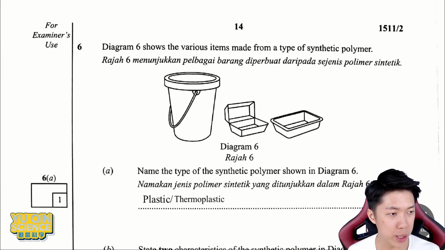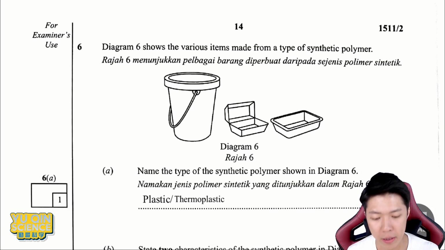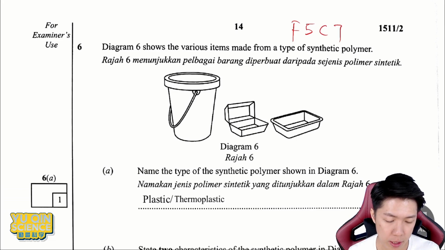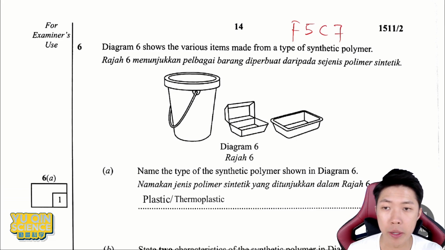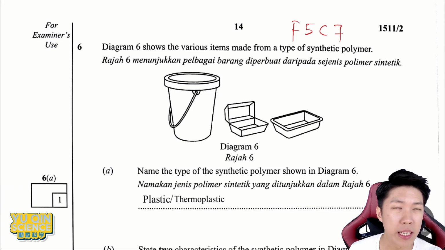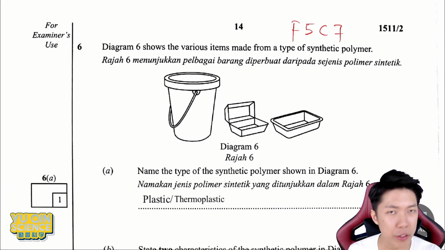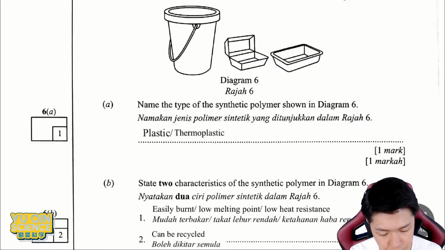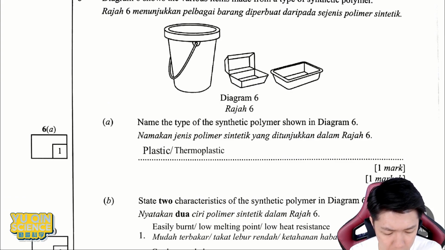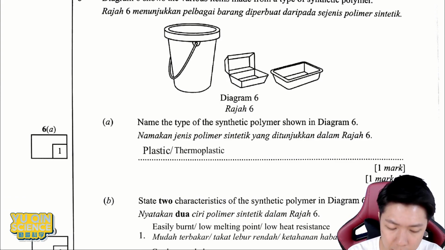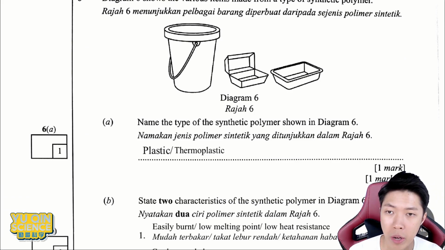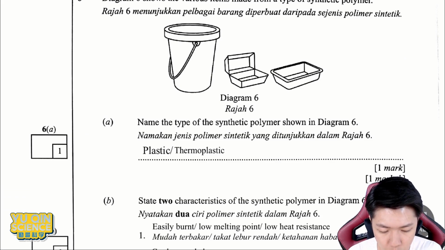Question 6. Shall we? Okay. Synthetic polymer. Form 5, chapter 7. Very important chapter. Last year, or the last 2 years, none of this came up. So be aware of chapter 7 as well. Name the type of synthetic polymer, 人造的那些 plastic 啊，人造的一些物体. So any name will do. So plastic is one of it.